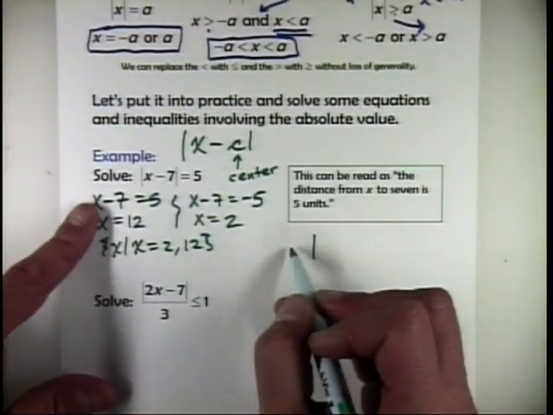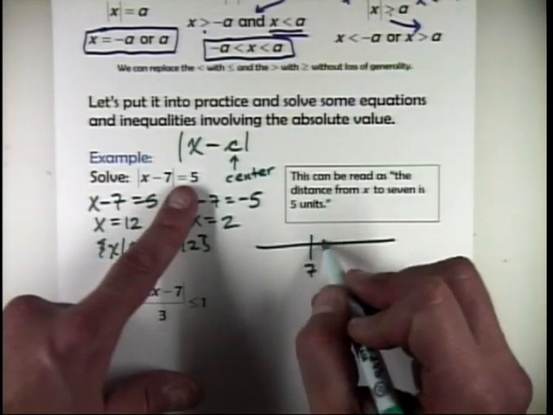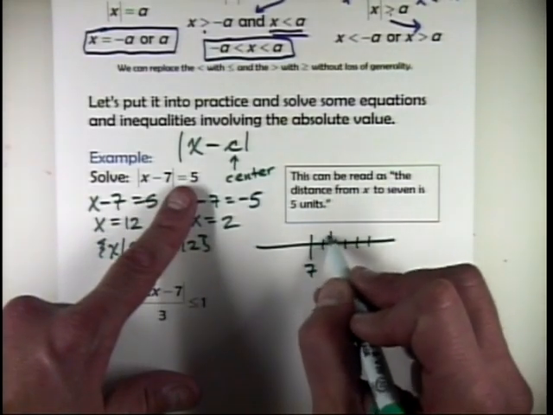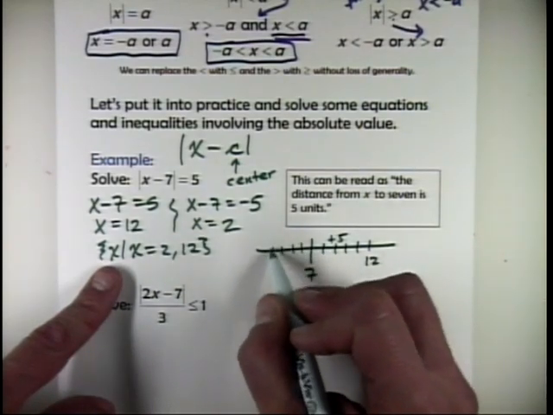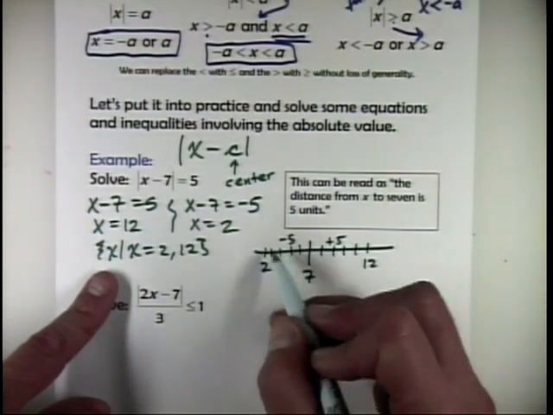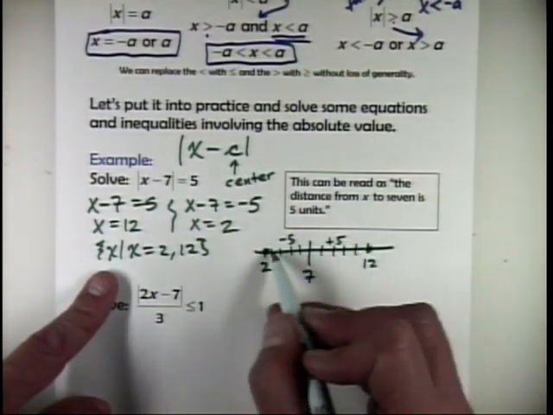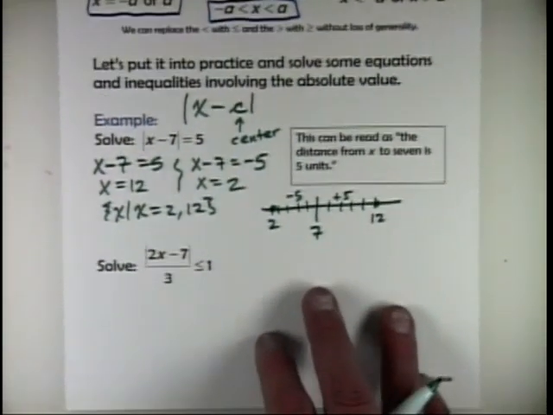So if you draw a little graph of this, here is 7. If I went 5 units, 1, 2, 3, 4, 5, that's 7 plus 5. That gets me to 12. Or 7, 1, 2, 3, 4, 5, that's minus 5. That puts me over here at 2. And so those are the two values that are 5 units away from my new center, c, of 7. So just another way to look at it.